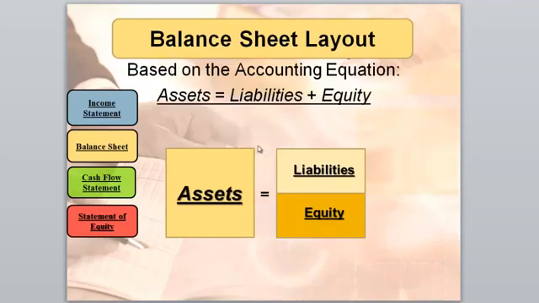The balance sheet, the layout of the balance sheet is assets equals liabilities plus equity. This must always stay in balance. Now the balance sheet is basically a financial statement that shows what the company has on hand, what their assets are, and it needs to equal either what they borrowed or what people have put into the company. This is the balance sheet. Some examples of assets would be cash, inventory, buildings, land. These are all assets that a company has.